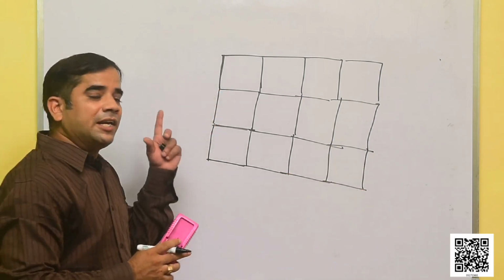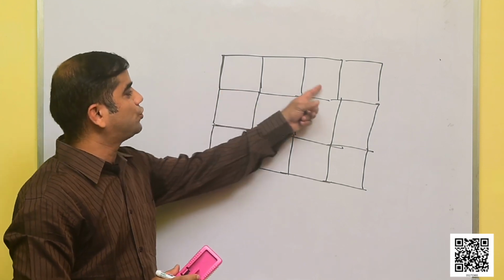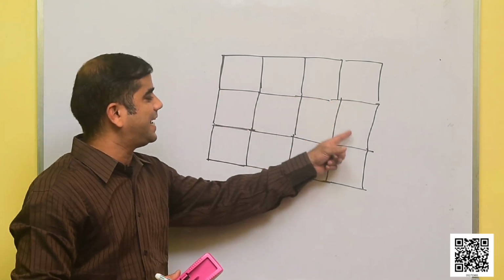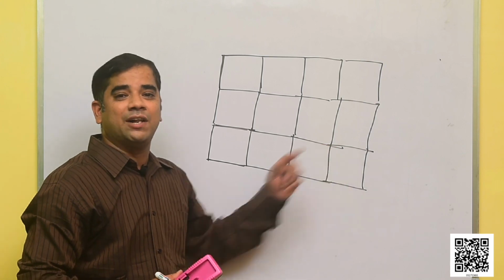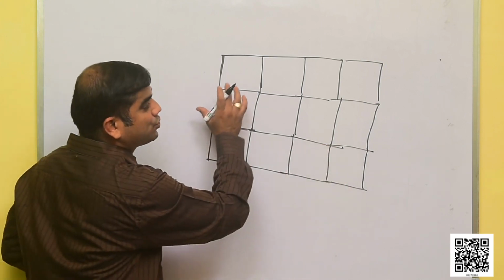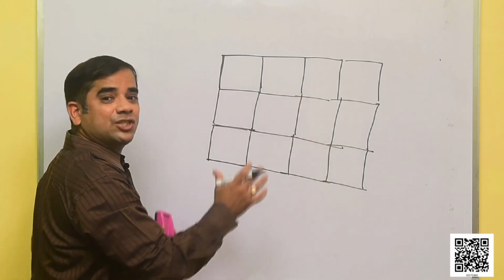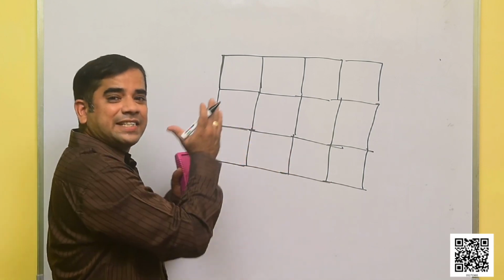Can you count the number of squares now? 1, 2, 3, 4, 5, 6, 7, 8, 9, 10, 11, 12. So now I have 12 squares which are joined together from their sides.